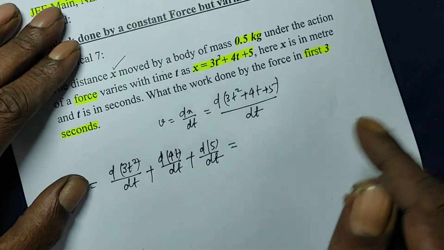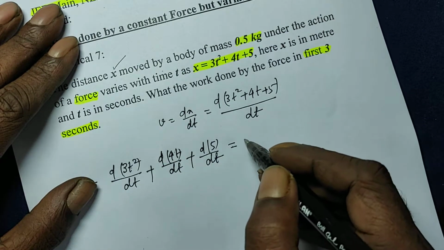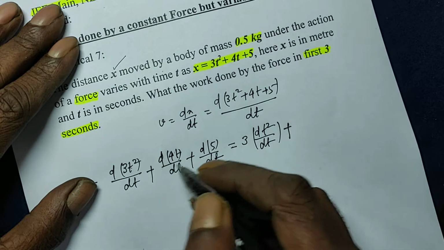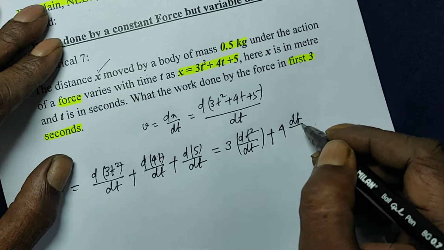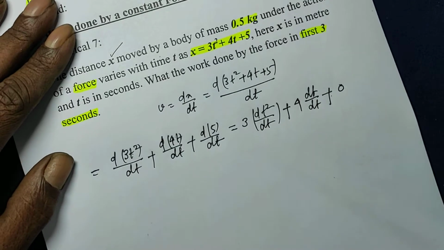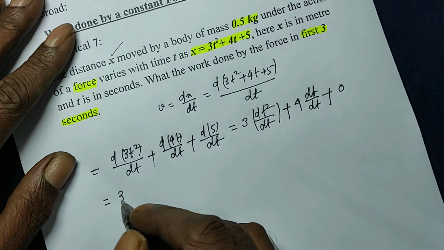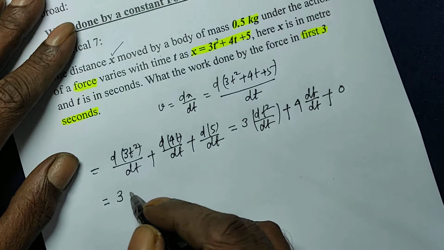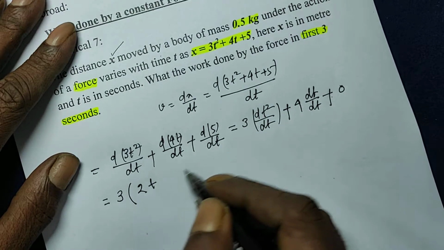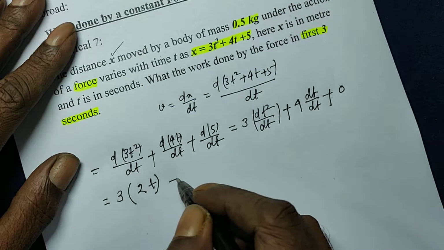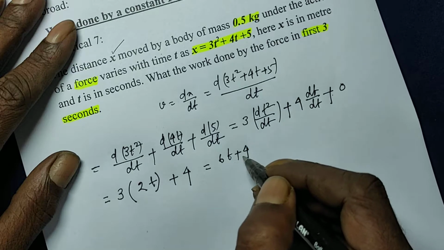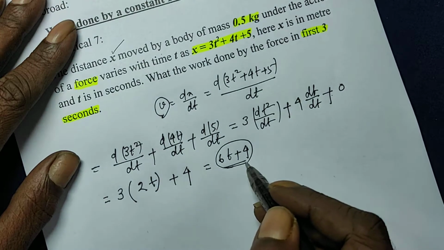So what do you get? A simple differentiation. 3 comes out, being a constant, derivative of t square with respect to t, plus 4 comes out, derivative of t with respect to t, plus, since 5 is a constant, the derivative of a constant is 0. Now again that reduces to, I hope you know differentiation, 2 comes here, so 2 times t to the power 2 minus 1, that is 1, plus 4, dt over dt is 1. So that is equal to 6t plus 4. So the velocity is time dependent.